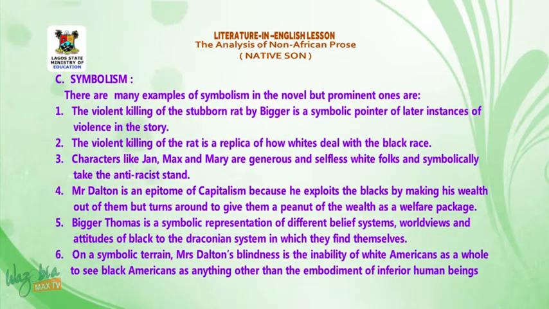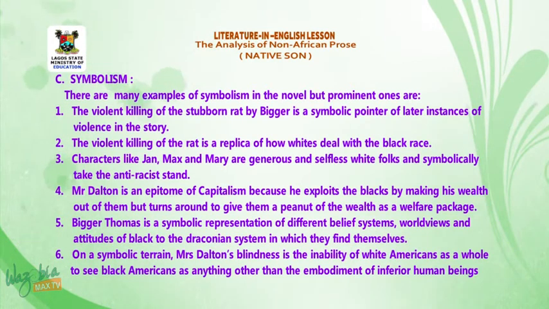Another aspect of style is symbolism. There are many examples of symbolism in the novel, but prominent ones are: One, the violent killing of the stubborn rat by Bigger is a symbolic pointer of later instances of violence in the story. Two, the violent killing of the rat is a replica of how whites deal with the black race. Three, characters like Jan, Max, and Mary are generous and selfless white folks and symbolically take the anti-racist stand.